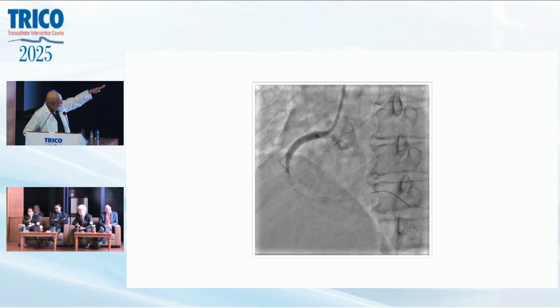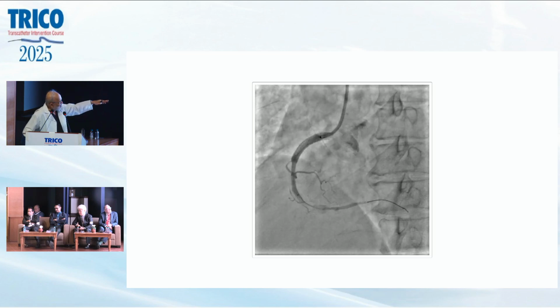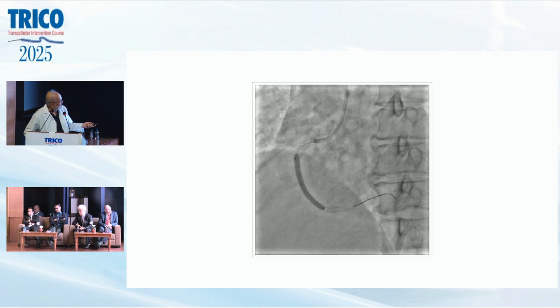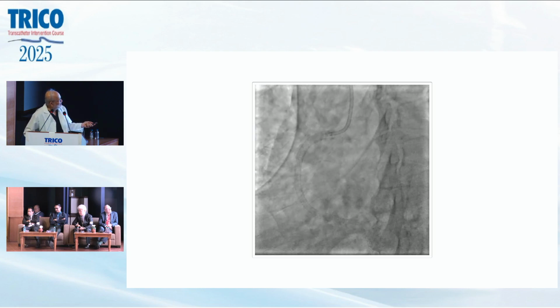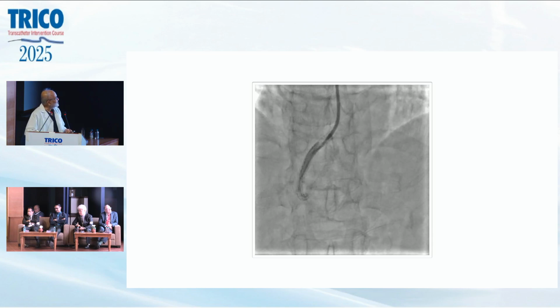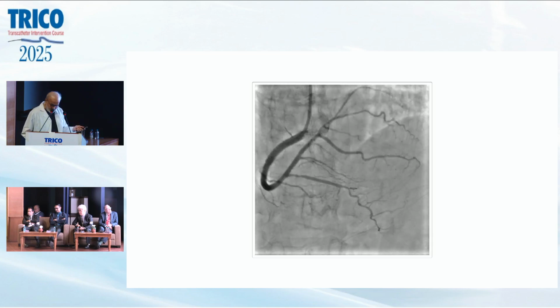Rather than going one by one in an antegrade fashion, we fix the distal part first. This is the stenting of the distal part, and then the middle part, and the reconstruction of the artery with a clean, absolutely clean result, which we confirmed with OCT.